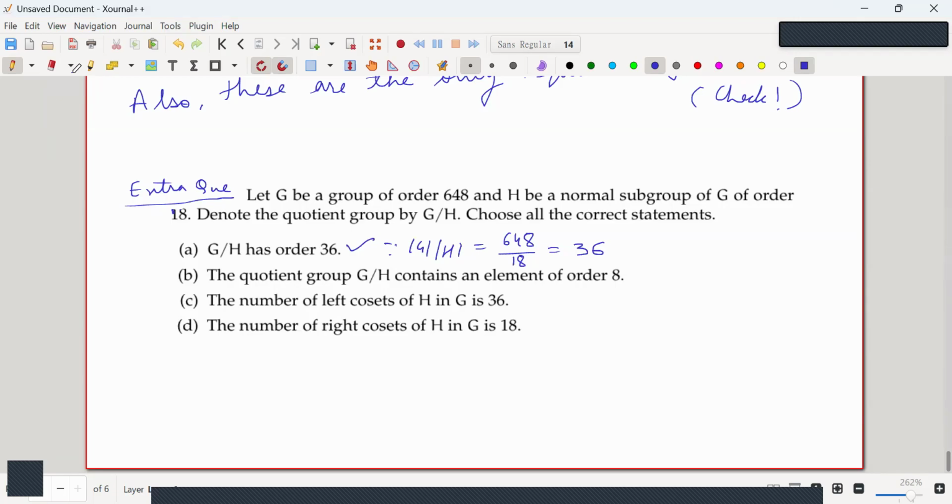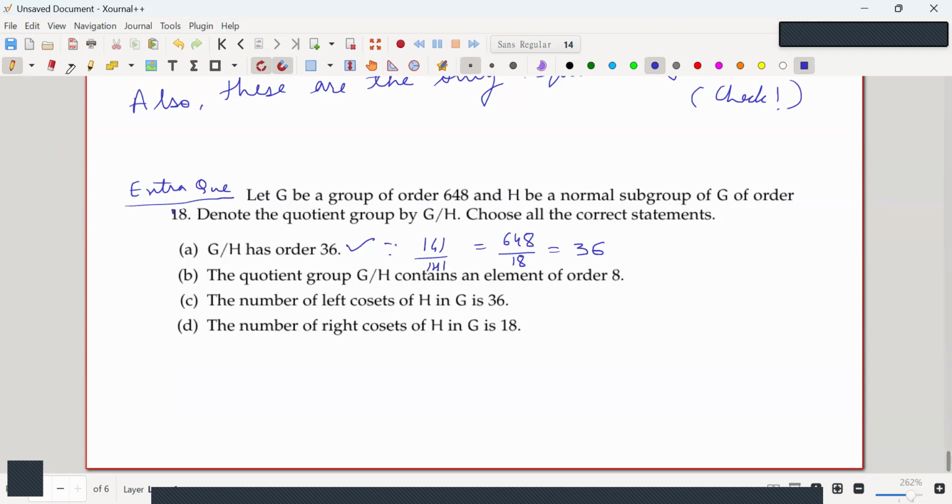Okay. The quotient group contains an element of order 8. 8 is not a prime, so I don't think this is necessarily true. Again, we don't even need 8 to be prime. Well, 8 doesn't divide 36. Yeah, it doesn't divide. So that will do the job.